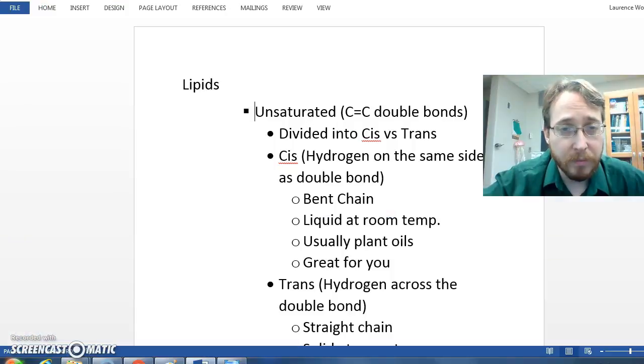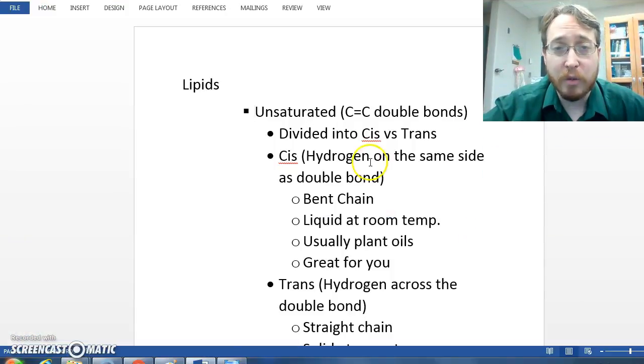Let's review. Unsaturated fatty acids always have a carbon-to-carbon double bond. They are divided into cis and trans. The cis fatty acids have hydrogens on the same side of the double bond. They have a bent chain shape. They are liquid at room temperature. They usually come from plants. And they are really good for you.